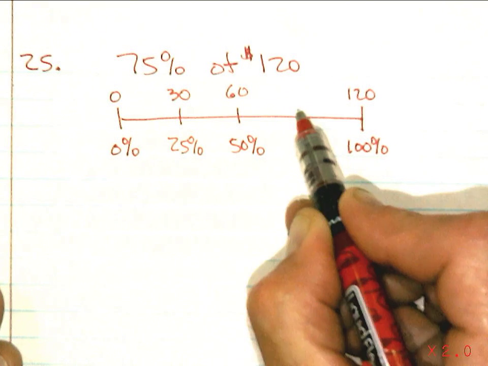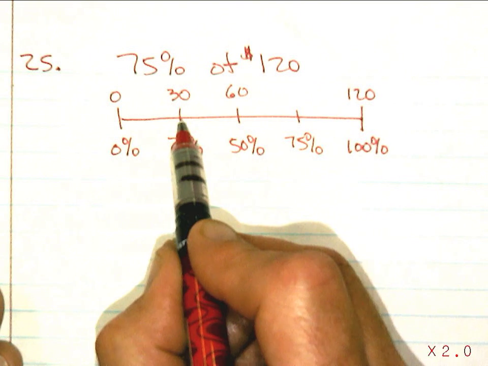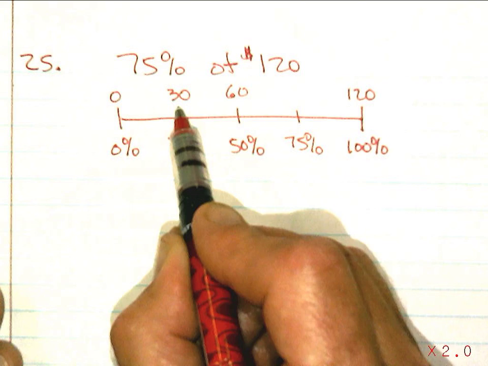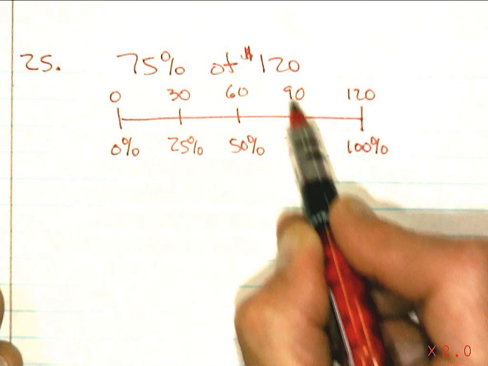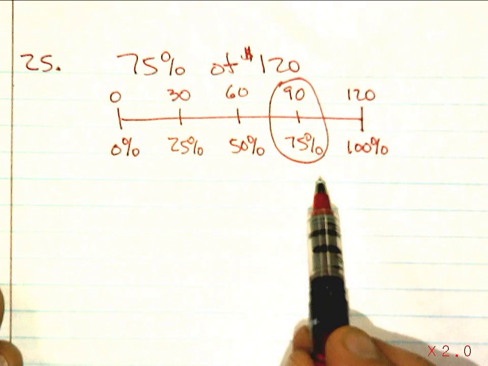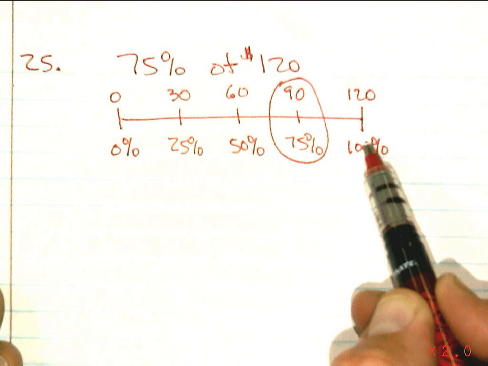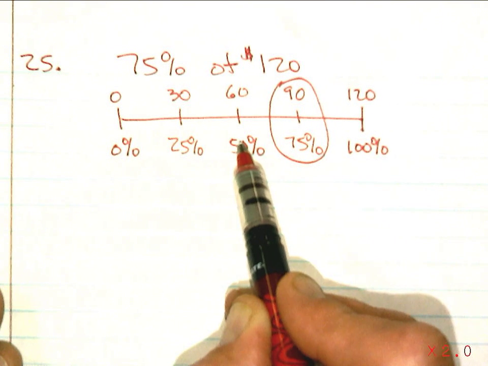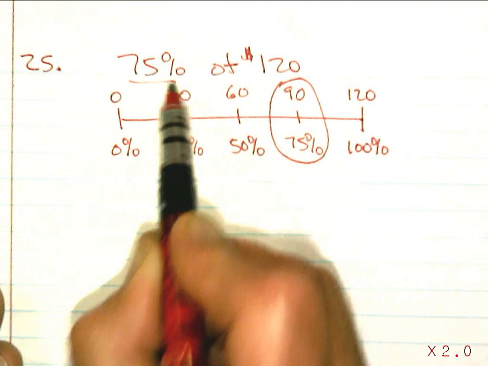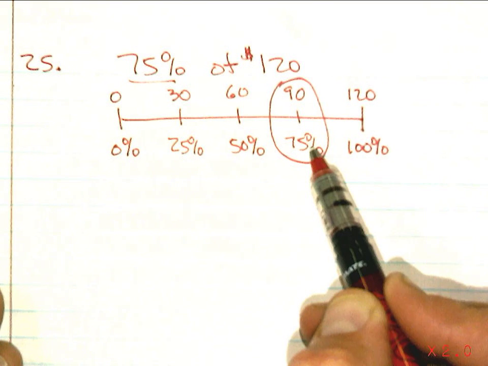Now that makes finding 75% real simple, because 30 is 25%, 60 is 50%, and 50% and another 25%, 90, is the 75%. Some of you are probably asking, how do you know how to do that? Well, it's just practice. Thinking of 100%, the whole thing, half of it, and then 1/4 of it, or 25%, together gives you 75%. So 50% and 25% gives you 75%.